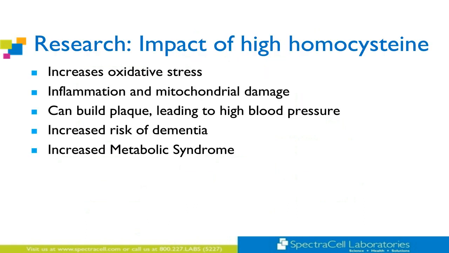When we look at some of the research, this is just a summary. We know that there are particular consequences of high homocysteine. High homocysteine will increase oxidative stress. As I just mentioned, it can lead to inflammation and mitochondrial damage, increasing buildup of plaque, particularly bothersome in the small vessels, and leading to high blood pressure, increased dementia, and increased metabolic syndrome.